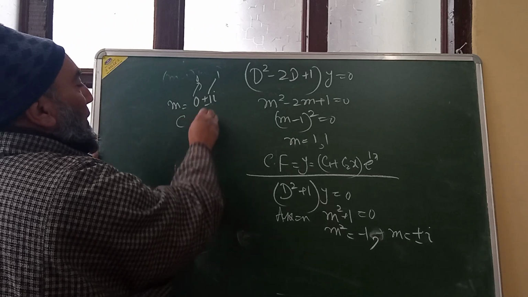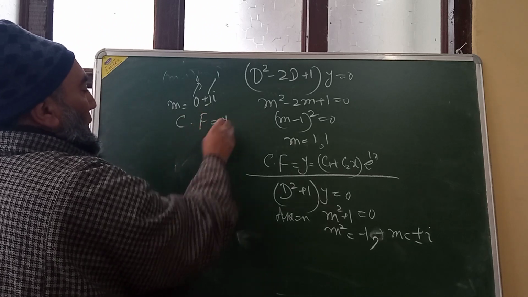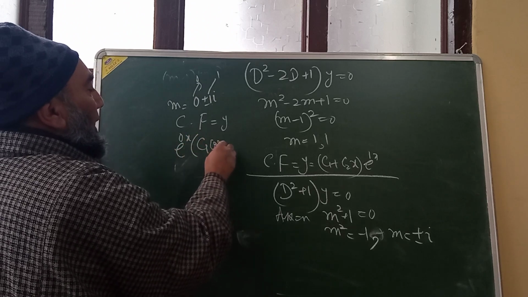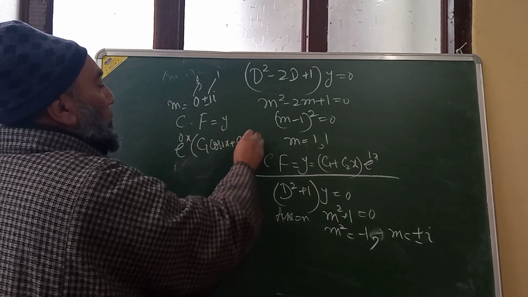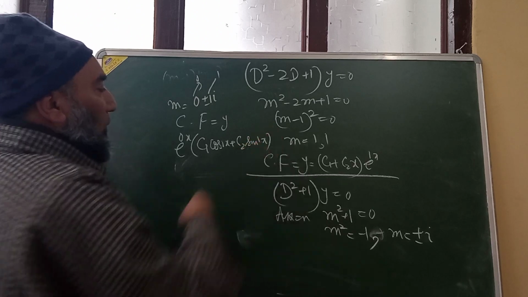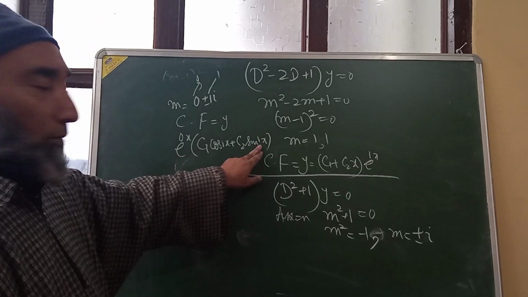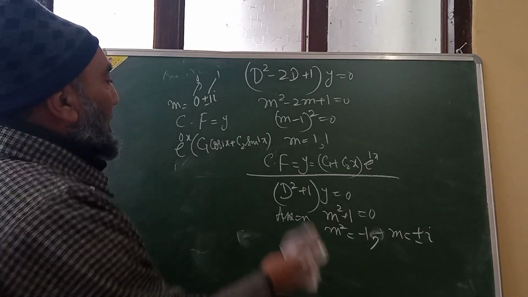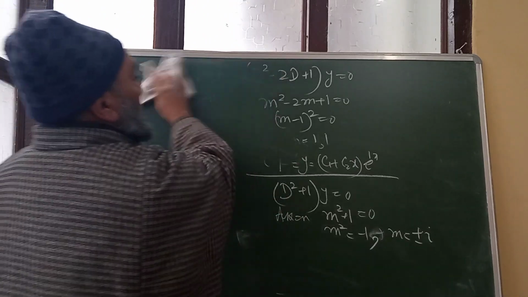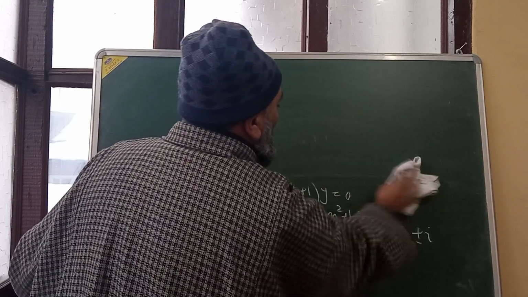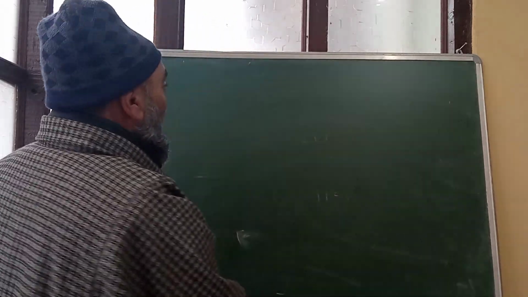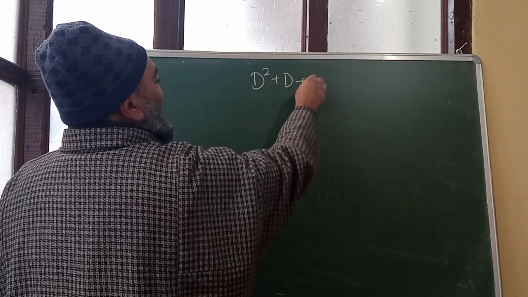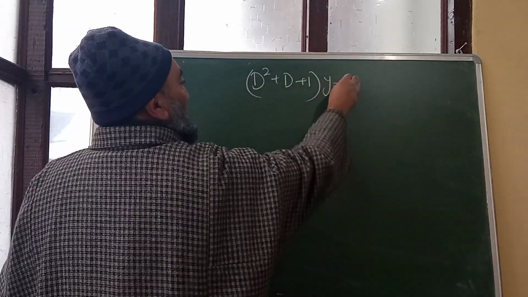So what is the complementary function? It is e raised to power alpha x, c1 cos beta x, c2 sin beta x. Fine? Beta is 1. c1 cos beta, c2 sin beta. Hope you understand this. Let me give you one more question. So you have d square plus d plus 1 operating on y equal to 0.